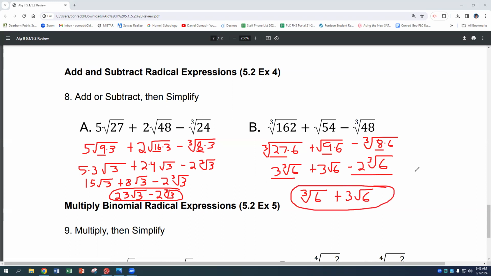3 cubed root of 6 minus 2 cubed root of 6 is just 1 cubed root of 6, right? But we don't need the 1. And then I have plus 3 square root of 6.